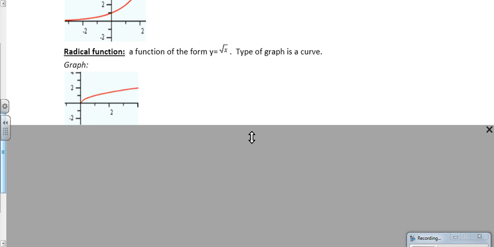A radical function. Now here we have y equals the root of x. Alright, that's a radical function, and it looks like this. Okay, we cannot plug a negative number in because you cannot take the root of a negative number. It becomes imaginary. So notice it only starts at 0, 0 and goes to the right. Very important about radical functions.